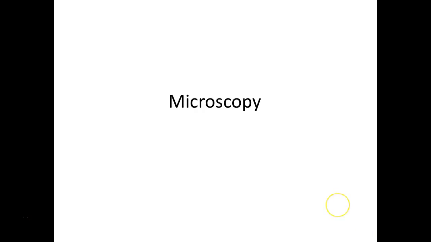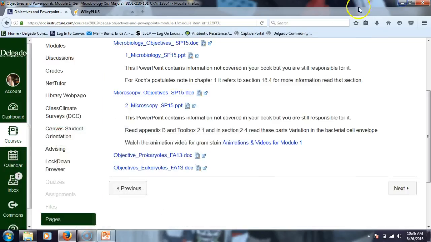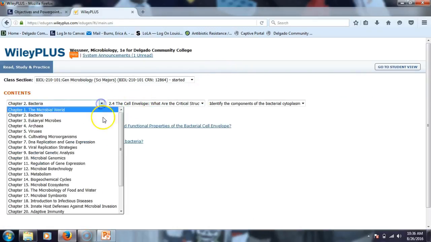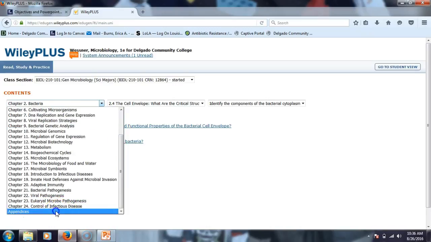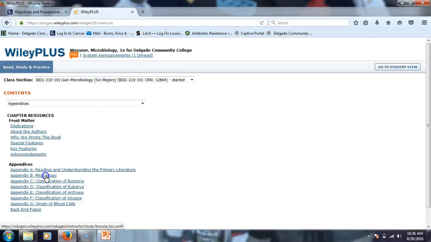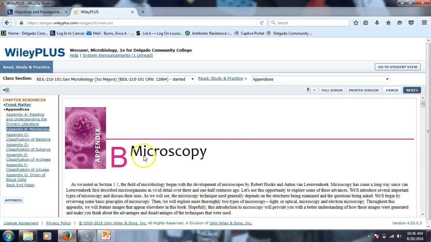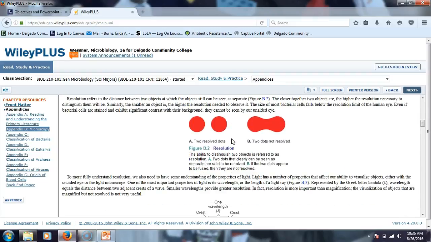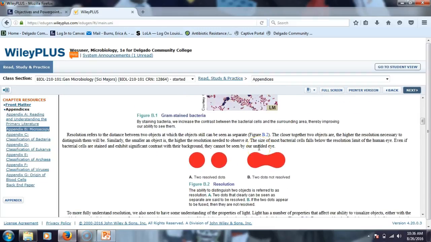Microscopy. So this is covered mostly in the appendix. Actually, let me go back to that. Right, so Appendix B, to be exact. It was going to close me out because I was inactive. Read, study, practice, all the way down at the bottom of the list because it's at the back of the book, the appendices. We're reading, it's 4 pages, y'all, in the book. Online it may seem like more or less. Most of what I'm going to talk about, except for the gram stain stuff, which is in Chapter 2, is here in your book.